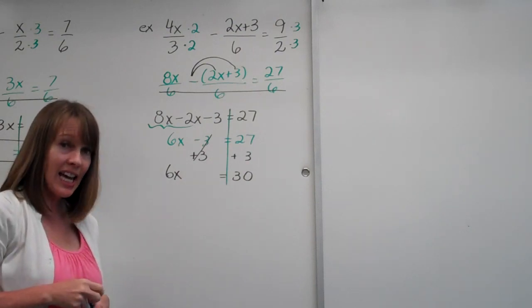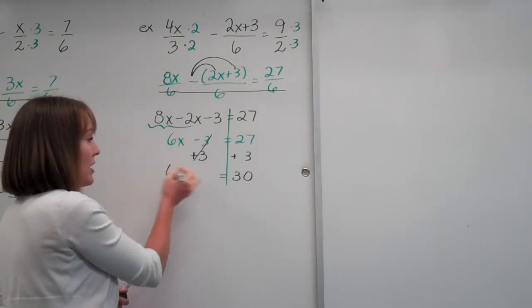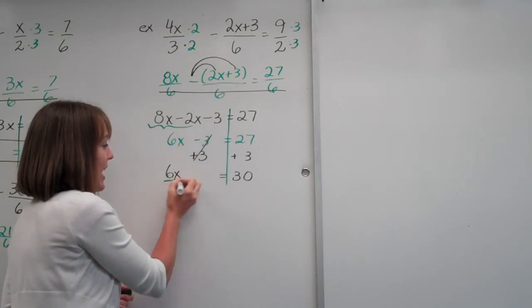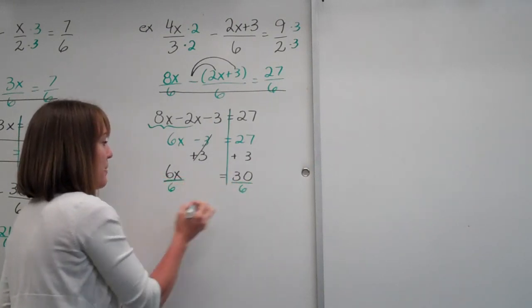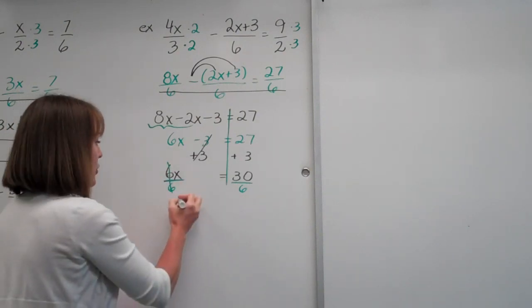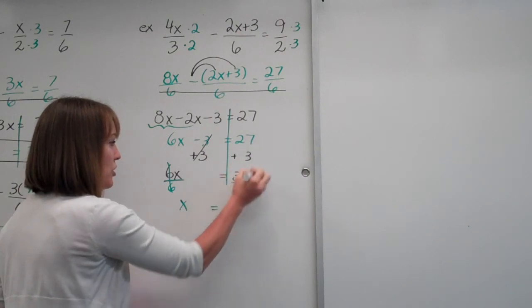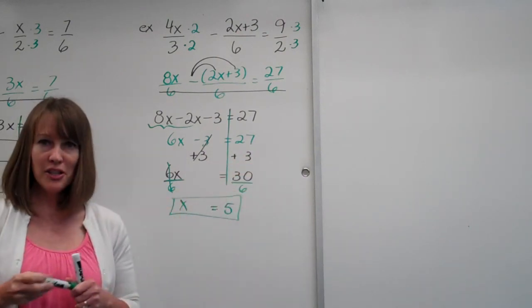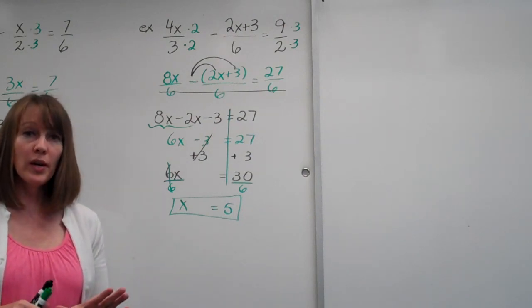Right, still need to get that x alone, so we're going to get rid of the attached guy. So multiplying, the opposite of is dividing. So we're going to divide both sides by 6. 6 divided by 6 is 1. So now we're left with x is equal to 30 divided by 6 is 5. And there's our answer.